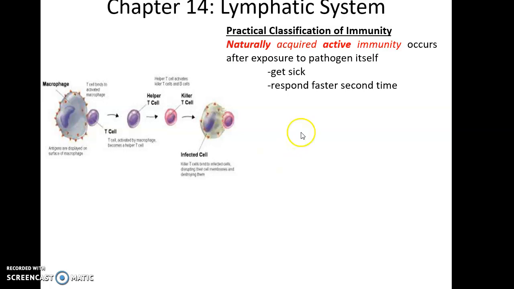All right, types of immunity. There's naturally acquired active immunity. That's what we've been talking about. That's where you have the normal response to the initial infection by a specific pathogen. We will get sick, and then we will have memory cells so that if we are exposed to that pathogen again, we will be able to respond faster. So this is normal. This is how we normally get immunity, by getting sick.